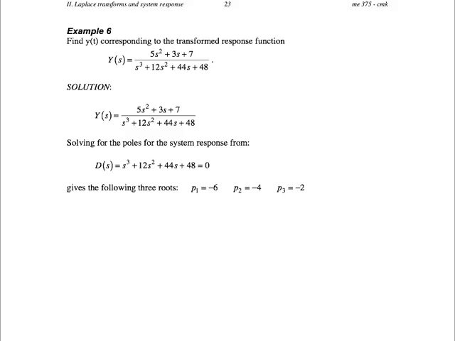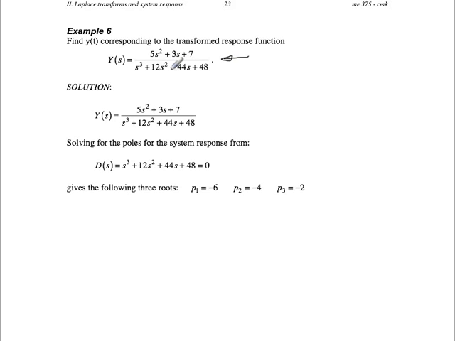Okay, here in example 6 from the chapter on Laplace transforms, we're given yet another transform variable Y(s). We've taken our equations of motion of the system, Laplace transformed them, and got the transform form of the output variable Y, and that's what we end up with. So we've already done this work, and what we want to do is find out what the response y(t) is that corresponds to that.